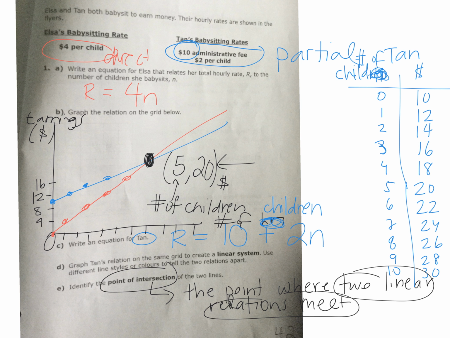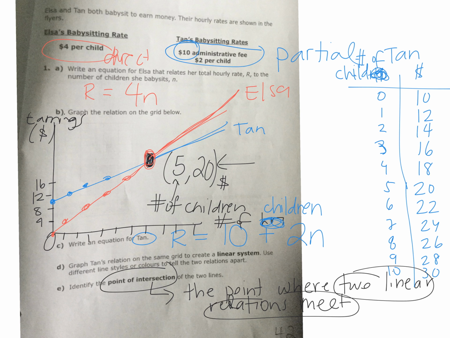If you look at the graph, once I pass the point of intersection, Elsa is getting higher. So Elsa gets more money if she babysits more than 5 people. And Tan gets less money if she babysits more than 5 people.